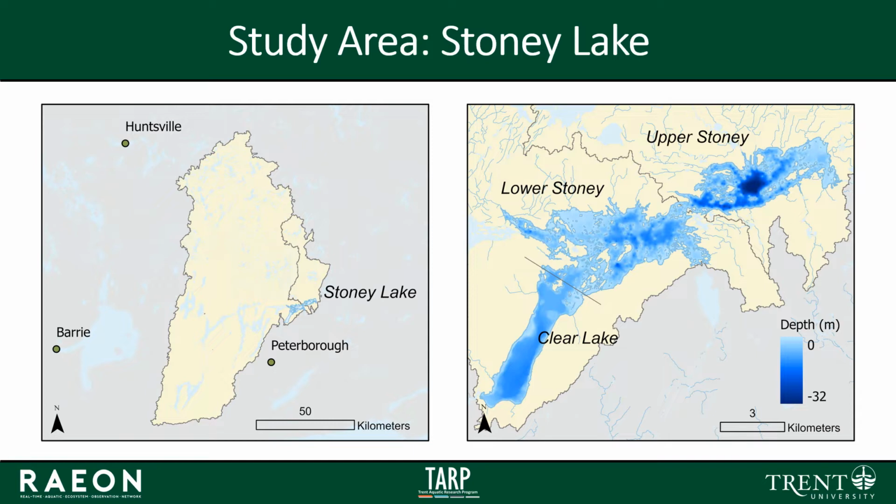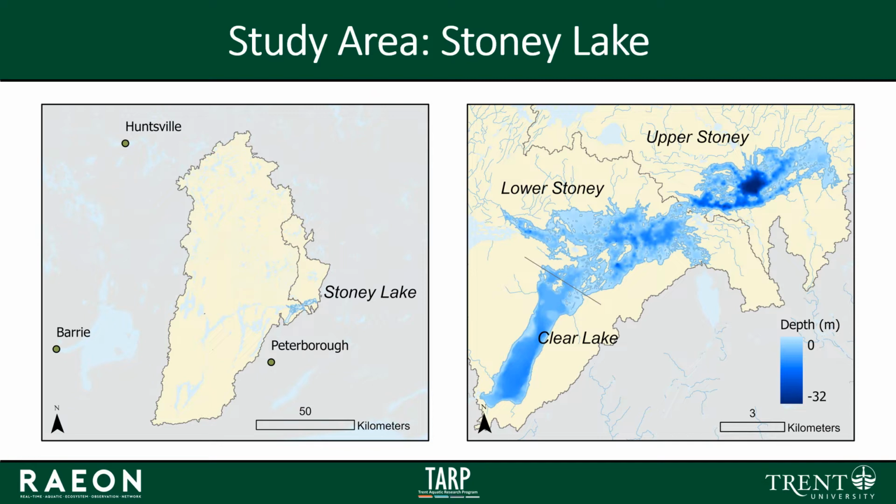Regionally, Stoney Lake is an important lake. It's part of the Trent-Severn Waterway. It has significant cottage and recreational use, and it's of importance to local First Nation communities. Stoney Lake is also an interesting lake geographically. You can see on the map on the right that it's divided into three basins. We have Upper Stoney at the top, Lower Stoney in the middle, and Clear Lake at the bottom, with Clear Lake containing the primary outflow of this system.